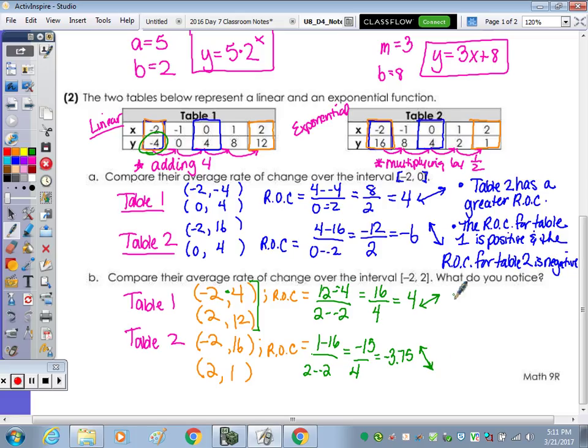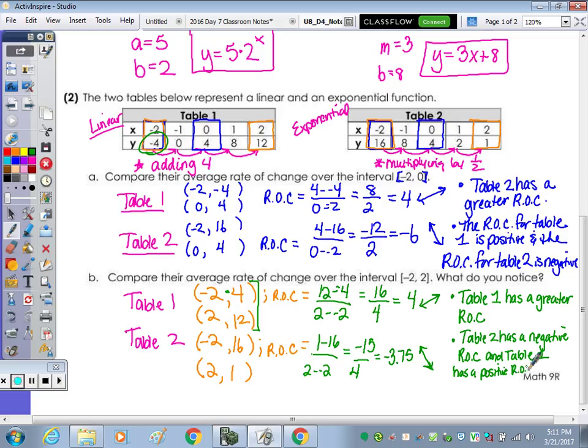So here, our rate of change in table 1 is greater. So table 1 has a greater rate of change, and then table 2 has a negative rate of change, okay, and table 1 has a positive rate of change.